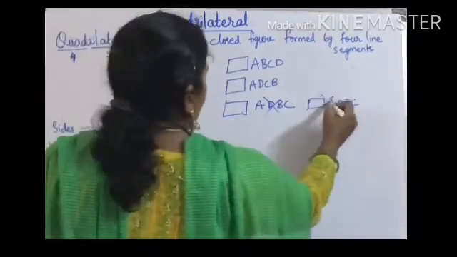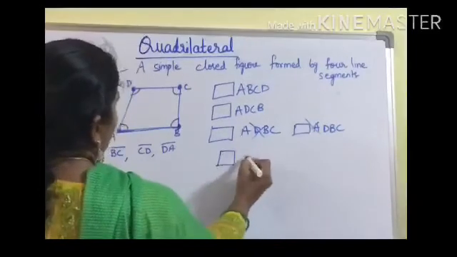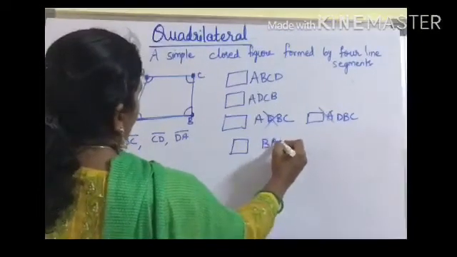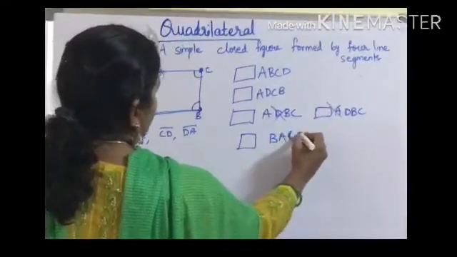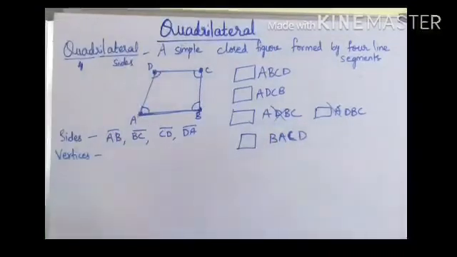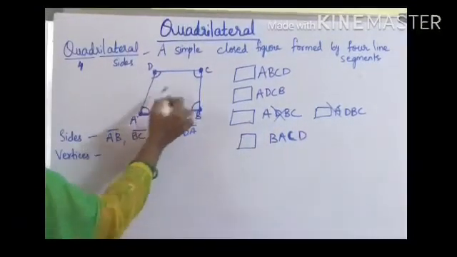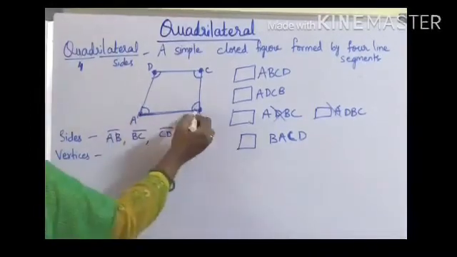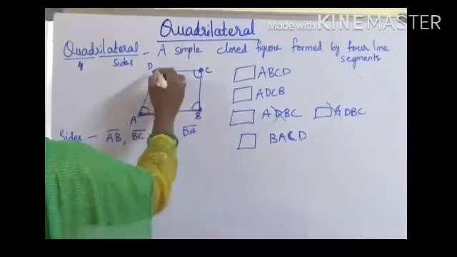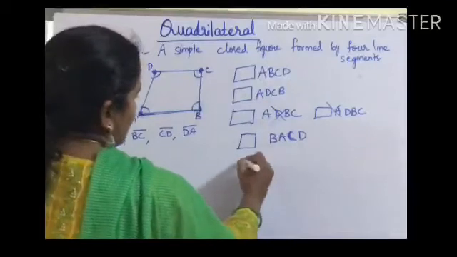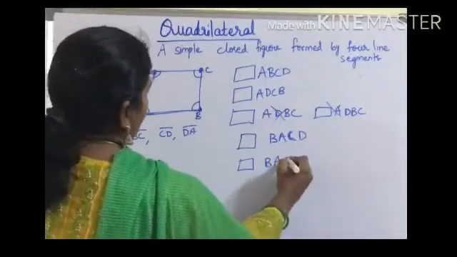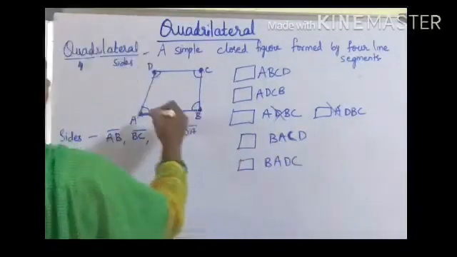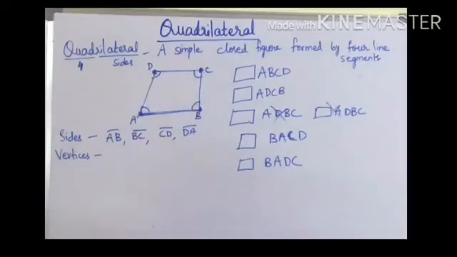Can I write quadrilateral B, A, C, D? Can I write like that? No, here the chain is missing. You can write B, A, D, C. Quadrilateral B, A, D, C. So the continuation should be there. In this way you can represent a quadrilateral in many ways.